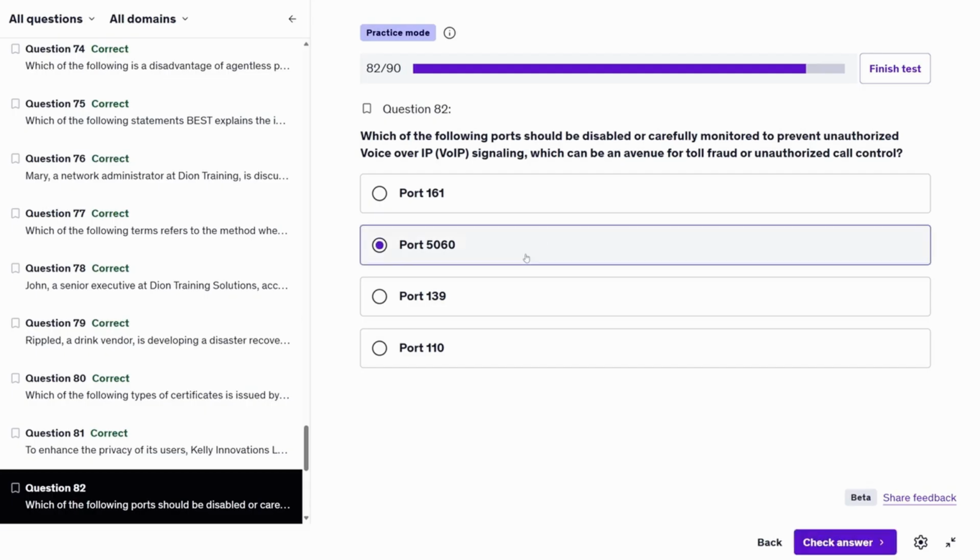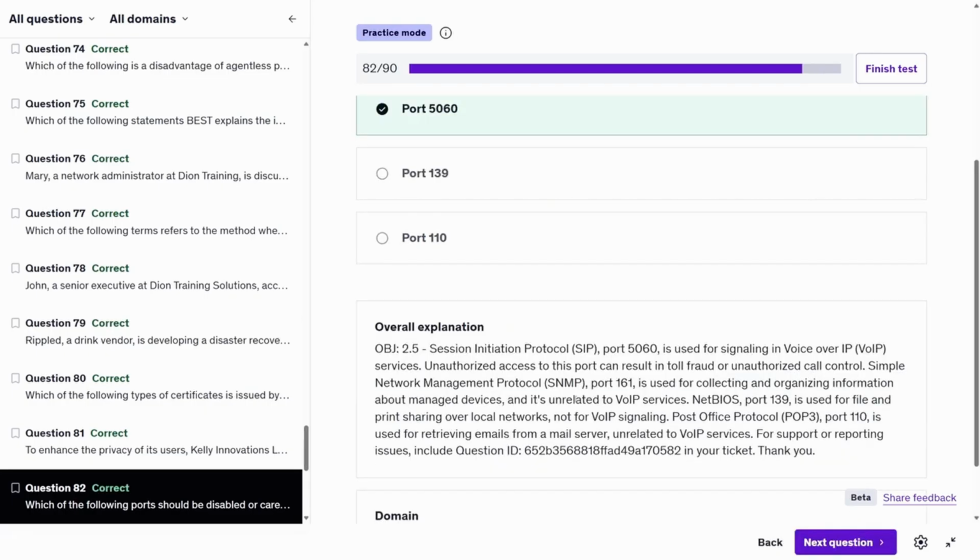The correct answer is B, 5060. Port 5060 is used for signaling in voice over IP services. Unauthorized access to this port can result in toll fraud or unauthorized call control.